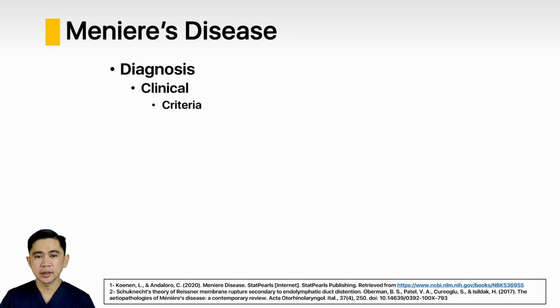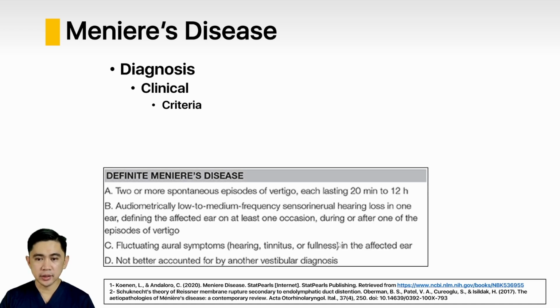We follow a certain criteria, and this is the criteria for a definite Meniere's disease. First, 2 or more spontaneous episodes of vertigo, each lasting 20 minutes to 12 hours. Second, audiometrically low to medium frequency sensorineural hearing loss in one ear, defining the affected ear on at least one occasion during or after one of the episodes of vertigo.